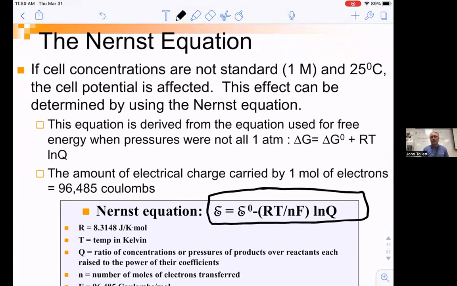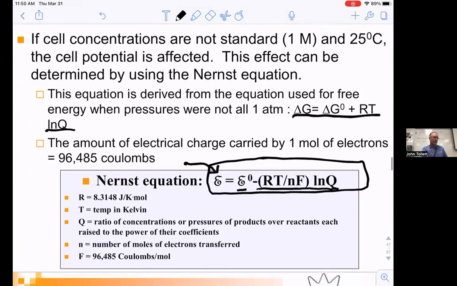So it's derived from the same equation we had before, where delta G equals delta G naught plus RT ln Q, which is given up here. But instead of being in terms of delta G, using NFE plugged back in, we're getting the cell potential at these concentrations is equal to the standard cell potential minus RT divided by the number of moles of electrons times Faraday's constant, multiplied times the natural log of your products divided by your reactants from your balanced equation. And then all the stuff is listed down there on the bottom.